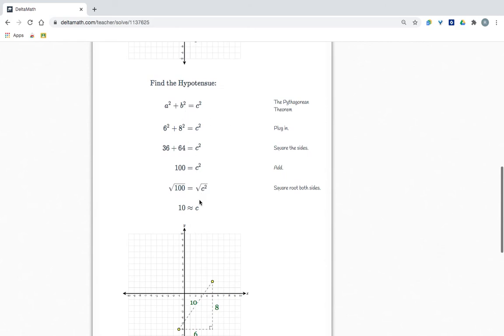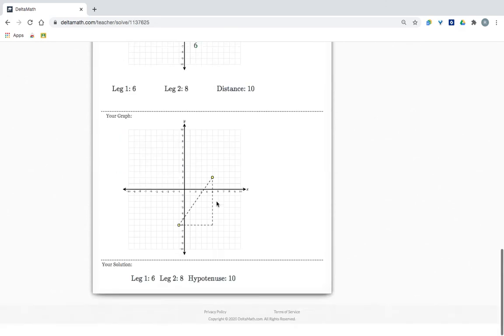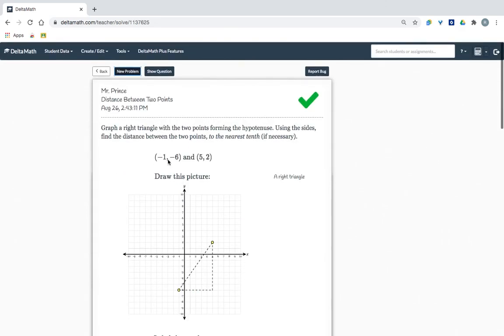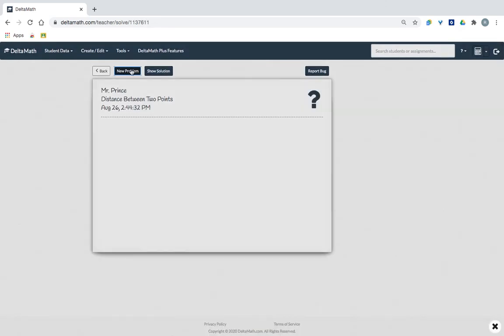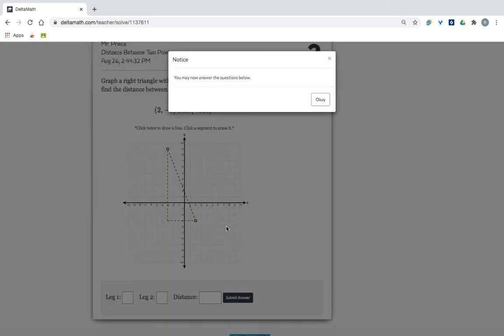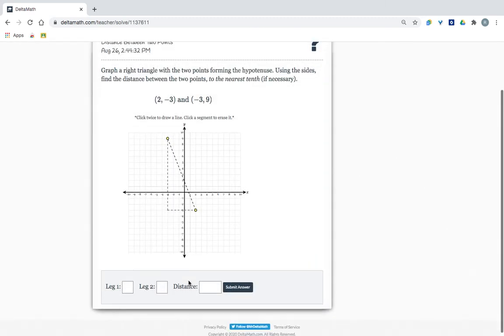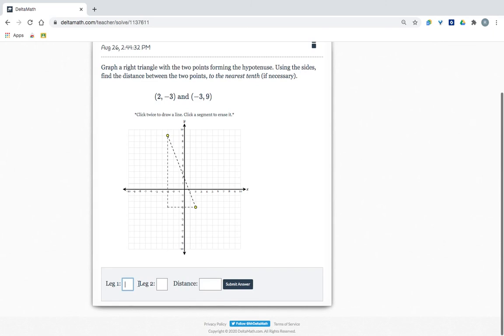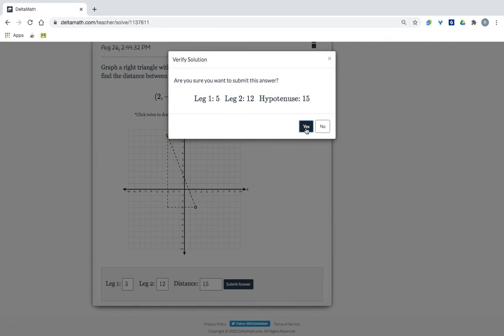So let's do one more, but this time we're going to get it wrong on purpose, okay? I want you to see what happens when you get these wrong. You'll probably see it anyway. So I'm going to say, okay, from here to here, from there to there, I've got my right triangle. Let's just make up numbers. 5, 12, and we'll say, I don't know, 15. I'm just going to make something up. Submit answer. Yeah, I think that's the answer.